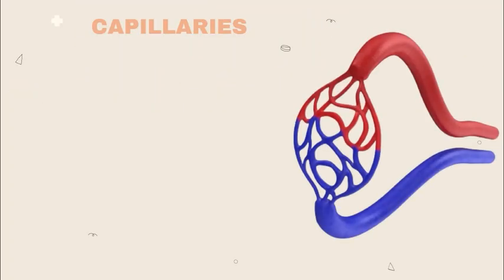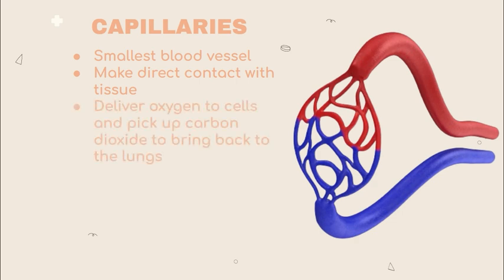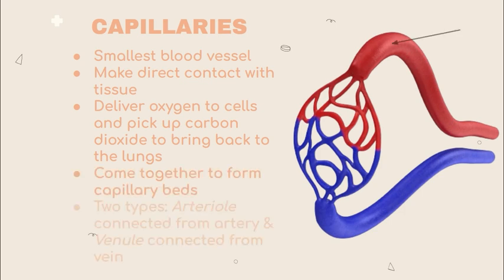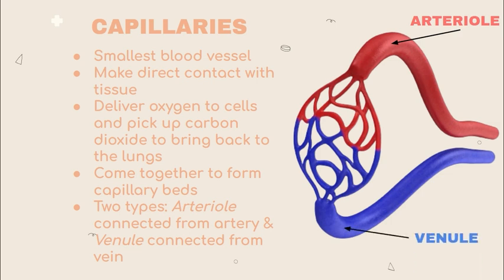Capillaries themselves are the smallest blood vessel in the body. These are super important since they make direct contact with tissue to deliver oxygen to the cells and take carbon dioxide back to the lungs. As mentioned earlier, they come together to form capillary beds. There are 2 types: arterioles that connect from arteries and venules that connect from veins.